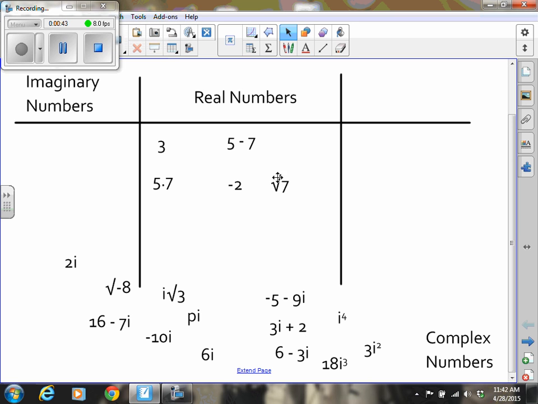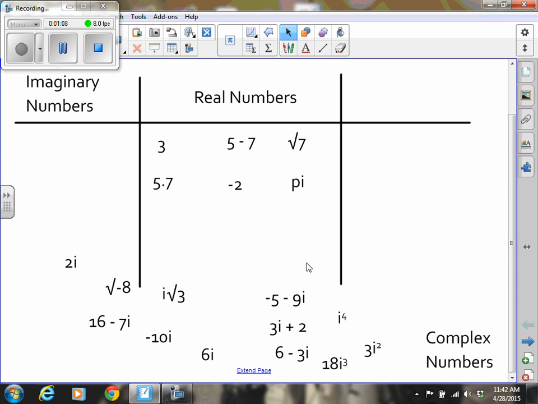The square root of 7. That's also a real number. If we punched in our calculator the square root of 7, we'd get a decimal value that is irrational, but it is still a real number. Therefore, the value of pi, which is 3.1417, the ratio of the circumference of a circle to its diameter, is always an example of a real number.